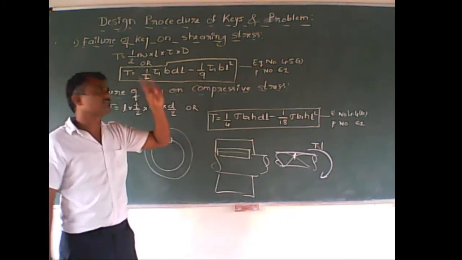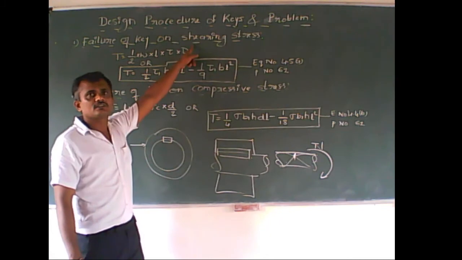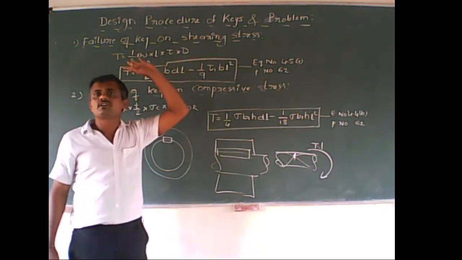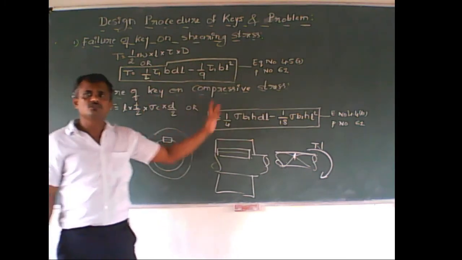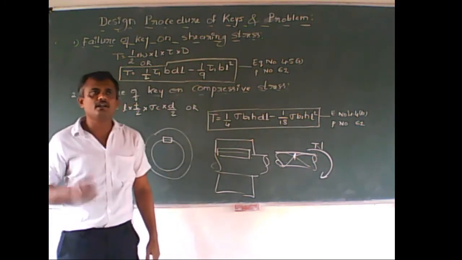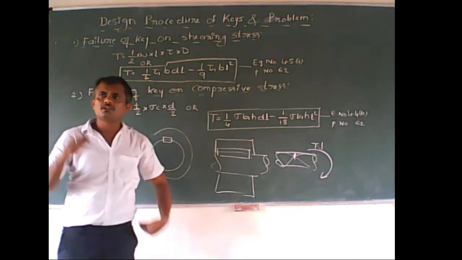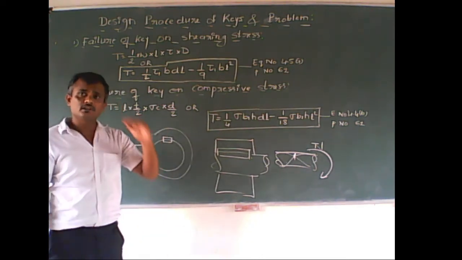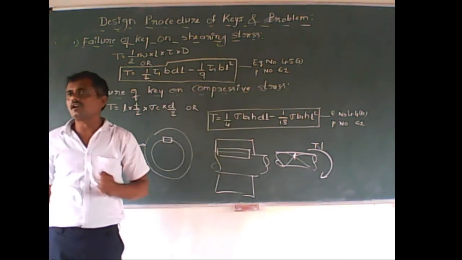Two factors are considered. One is that the key may fail due to shearing stress, and the other is failure of a key due to crushing stress. So this is the theory part, and afterwards we talk about the equations which are available for solving the problems, along with the equations which are available in our data book.